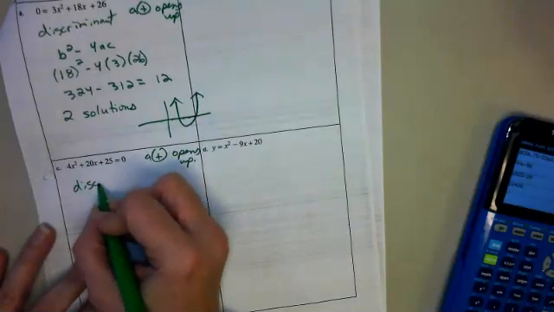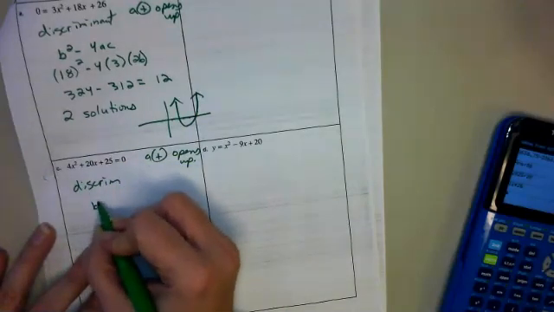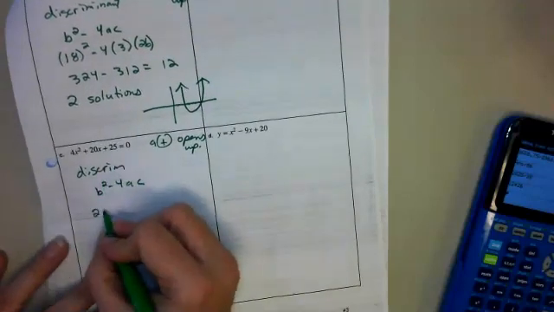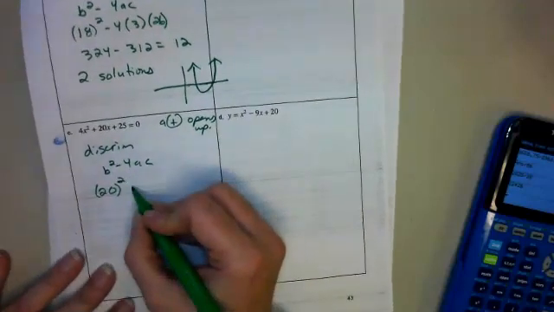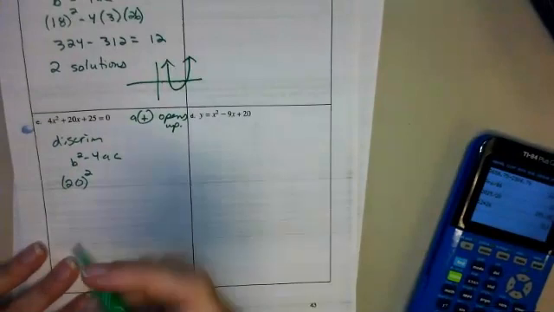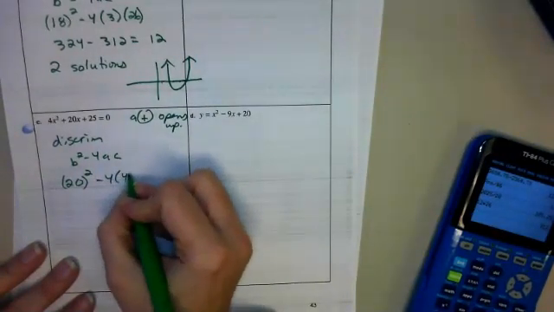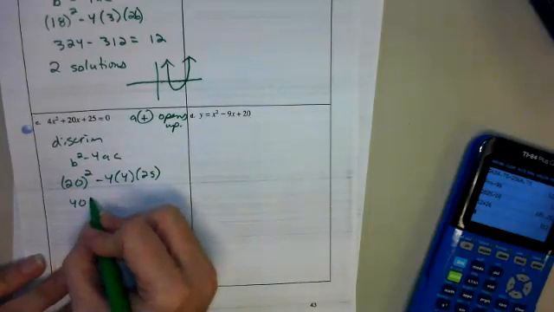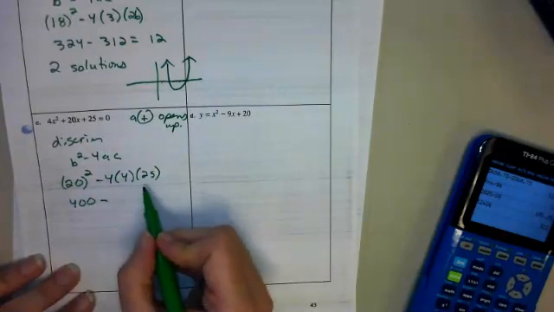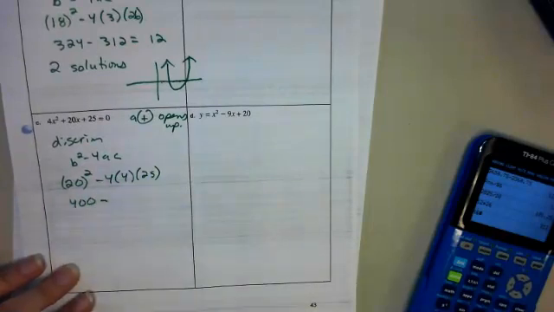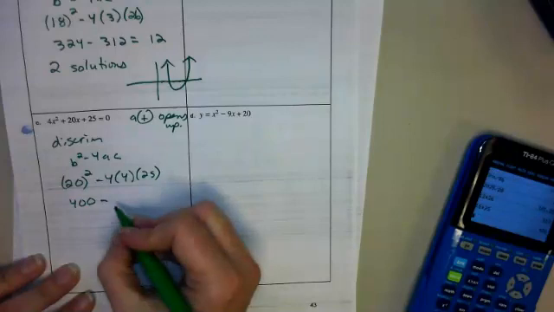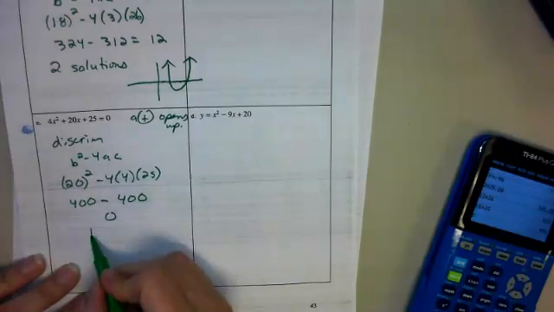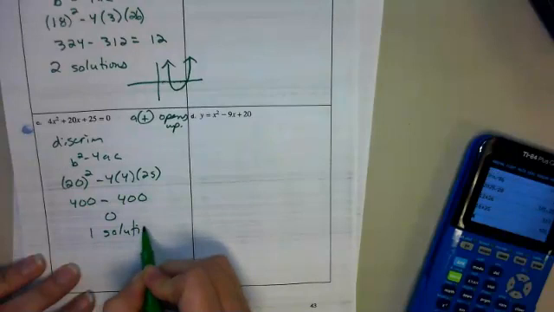Okay, so we're going to use the discriminant again, and that's b squared minus 4ac. My b is 20, so I've got 20 squared minus 4 times 4 times 25. And we got a big number here. Let's see. We've got 400 minus 16 times 25. I think it's 400. Yep, it is. So we got a 0. So if that's 0, that means there's one solution.